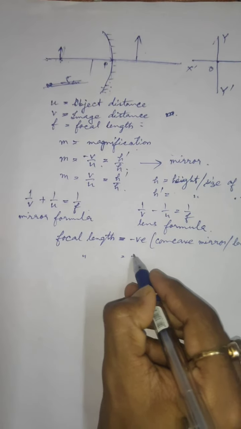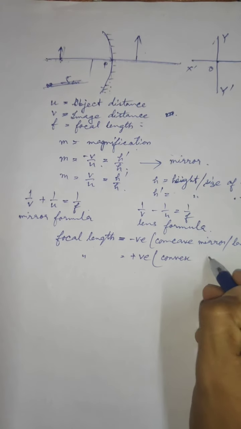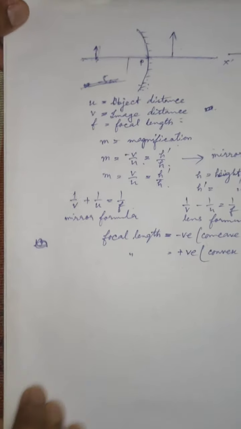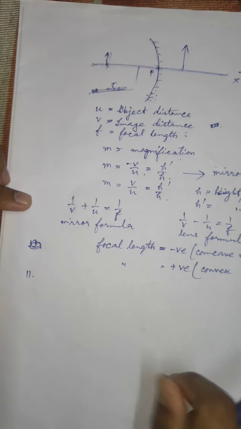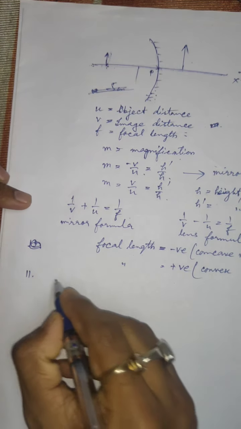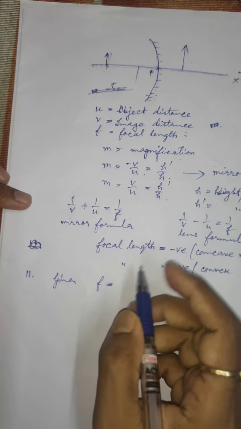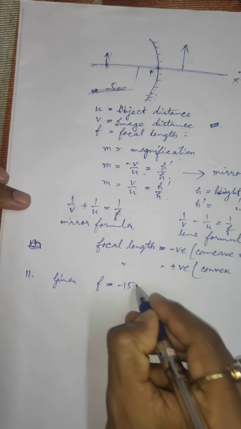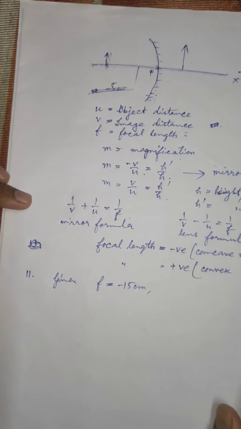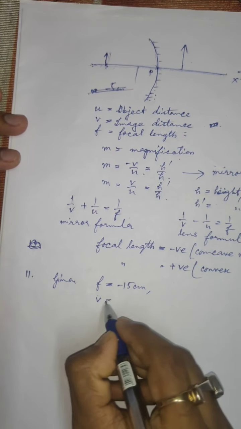And focal length is positive in case of convex mirror and lens. Now start the 11. Now see here, focal length is given and lens is given, concave lens. So definitely we can write given f is equal to minus 15 centimeter. Then forms an image 10 centimeter from the lens. That is, image distance is given and image distance is represented by v.